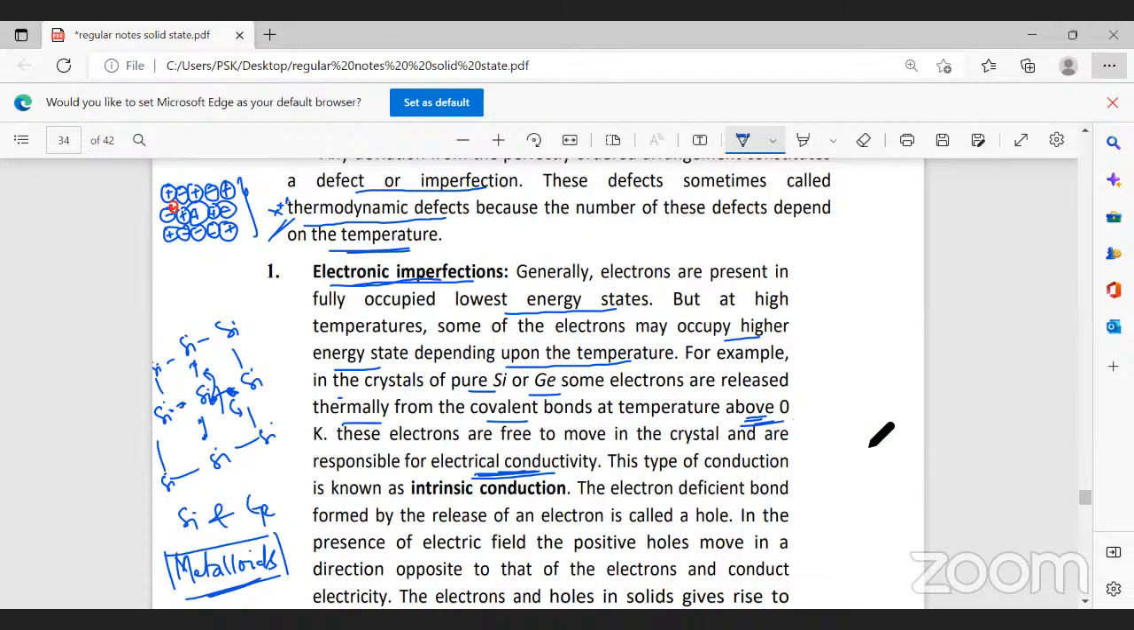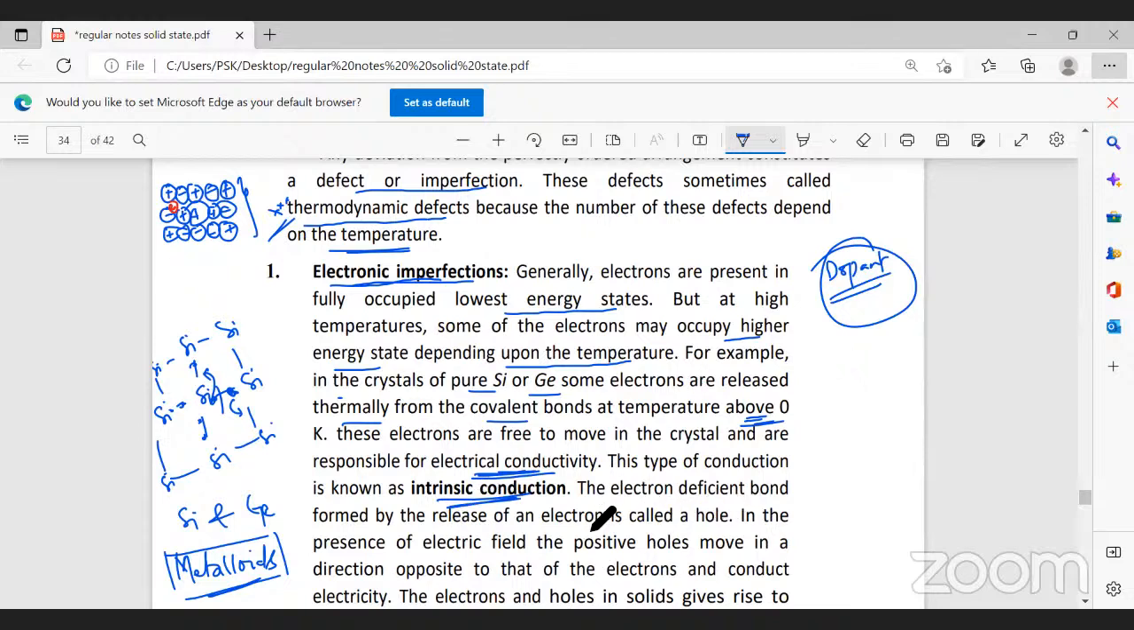Now, just above 0 Kelvin, the electrons are free to move and therefore responsible for electrical conductivity. This type of conduction is known as intrinsic conduction. Intrinsic conduction means conductivity of a pure substance due to the change in temperature. There is no dopant or impurity added. When you add an impurity or a dopant, it will be called extrinsic conduction. We will learn that a little later.